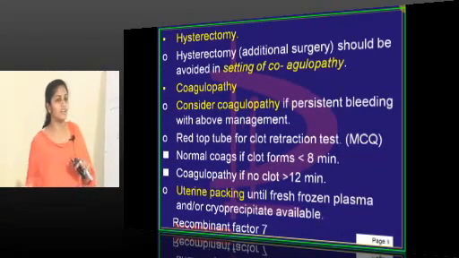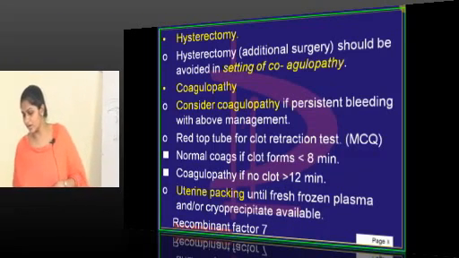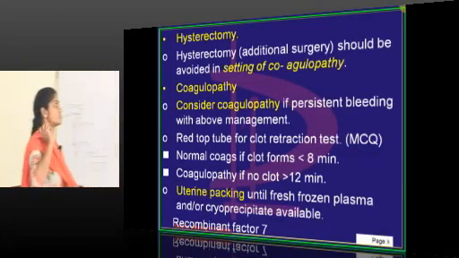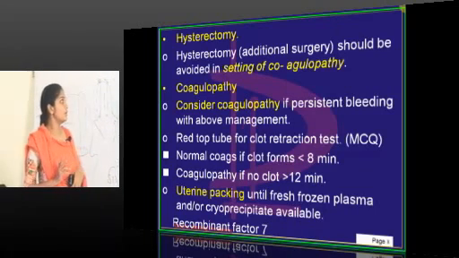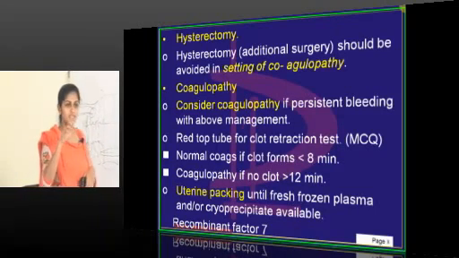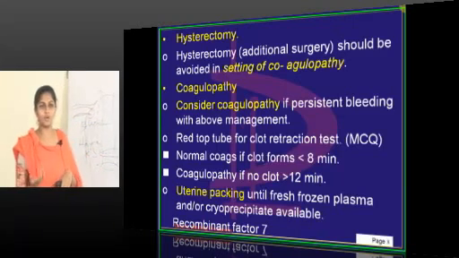So finally, I have done everything, but still the uterus is not contracting. What I will do is go for hysterectomy. Just remove the uterus. That is the final resort. Normally if you give everything, the uterus contracts. But in a case of coagulopathy, what is the management?